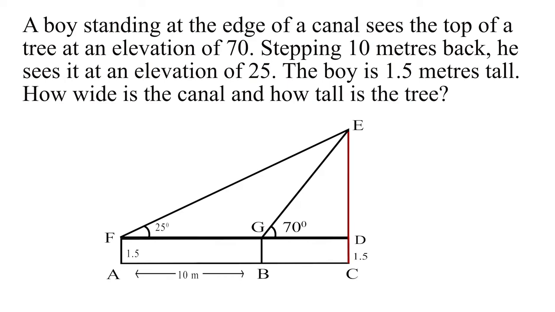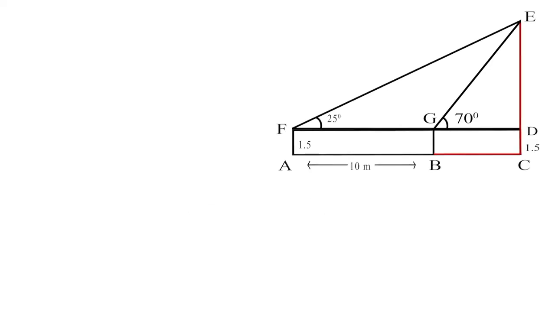See this figure. In this figure, CE represents the tree, AF is the boy, G was his first position and F is his last position. We have to find BC and CE. Assume that BC equals GD equals X and ED be Y.